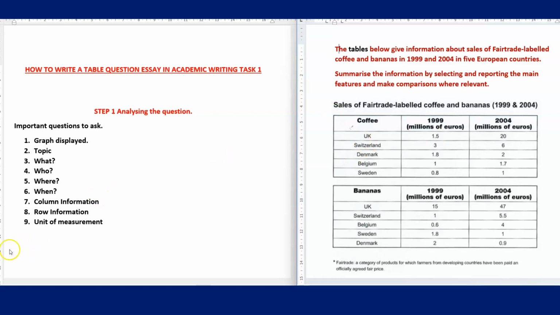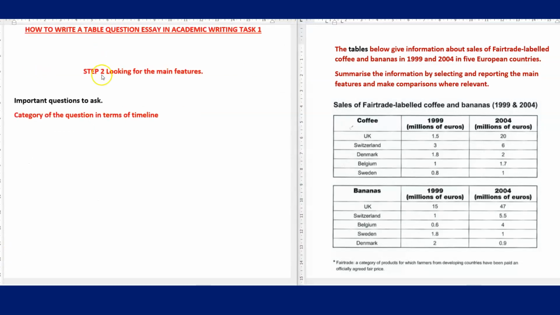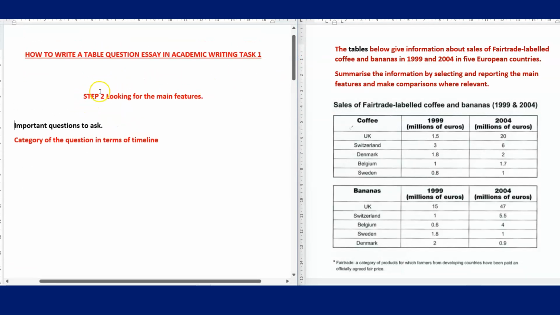So let's go on to the second step. The second step here is to look for the major features or the main features in the graph. Right, so the second step that you need to take when you are actually writing or planning for your essay is to look for the main features. When we talk about main features, it is the obvious part of the graph. Okay, the part of the graph that you want the people to know. Okay, so those are the main features, and it's very important because the question tells you to summarize the information. That is what you need to do.